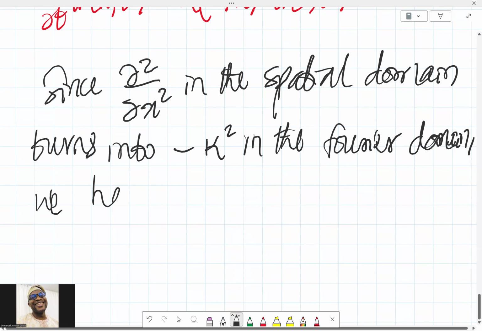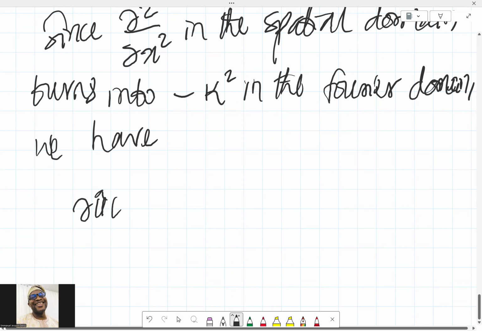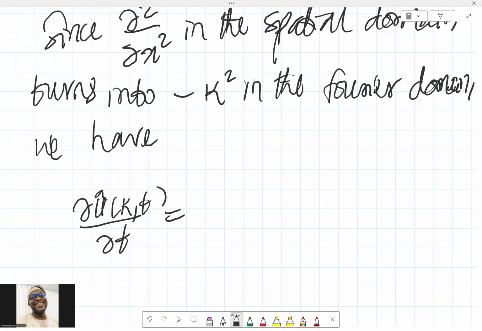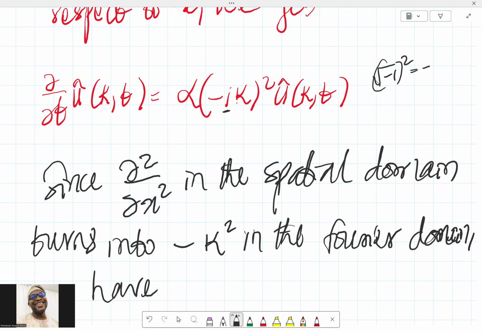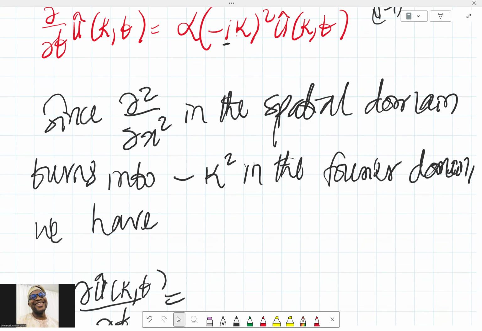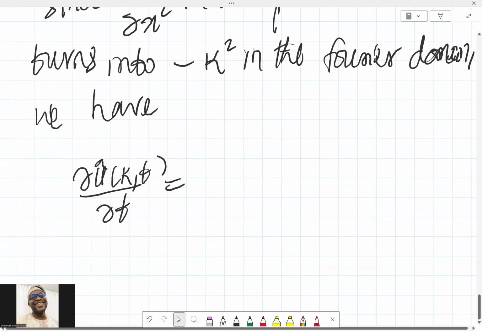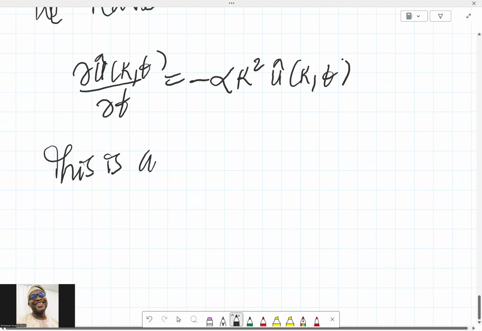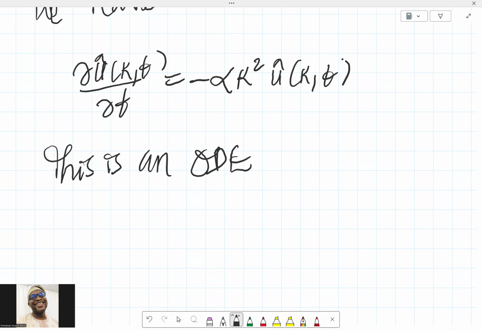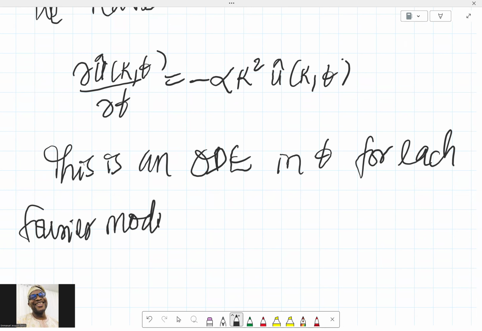So we have partial u cap k comma t over partial t. The time domain still remains on the left hand side. Now you see this i, that is the square root of minus one, all squared, so that is minus one in short. So we have minus one times k squared, so the minus comes out. We then have minus alpha k squared u cap of k comma t. This is an ordinary differential equation in t for each Fourier mode.